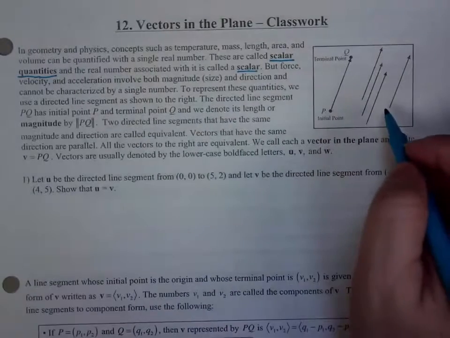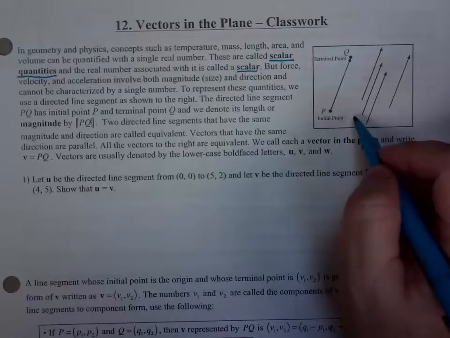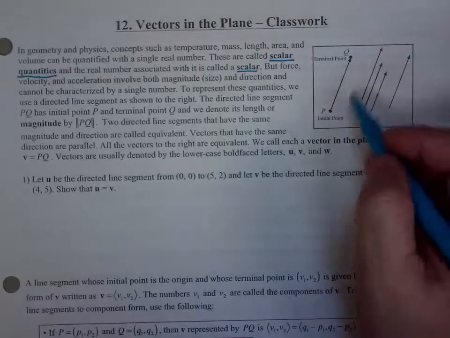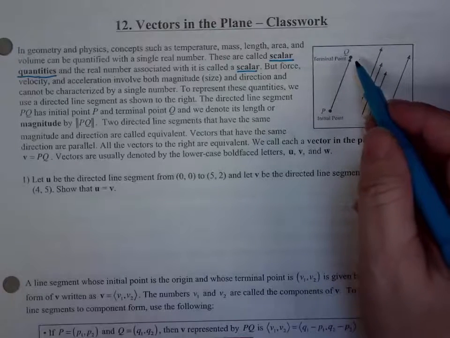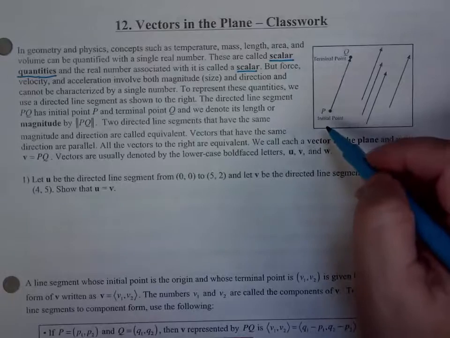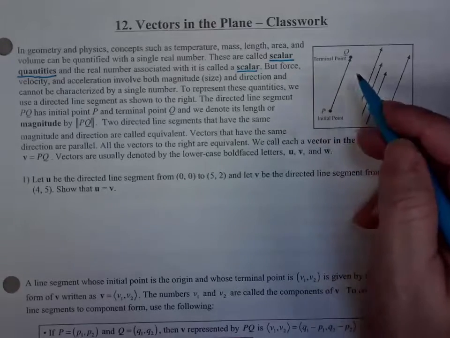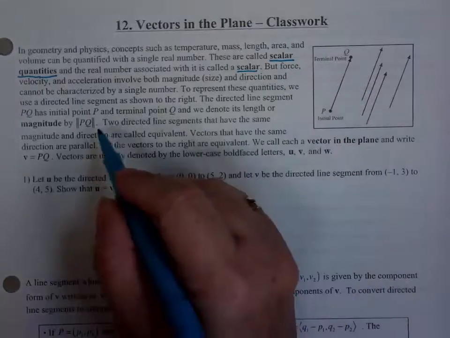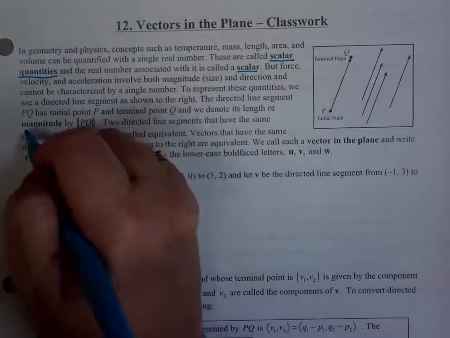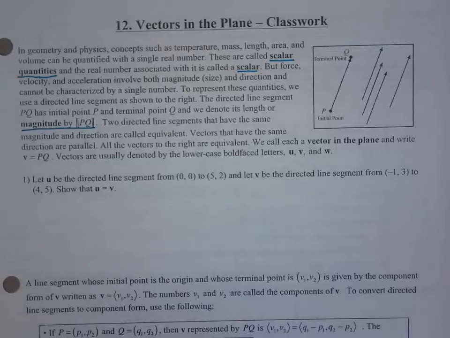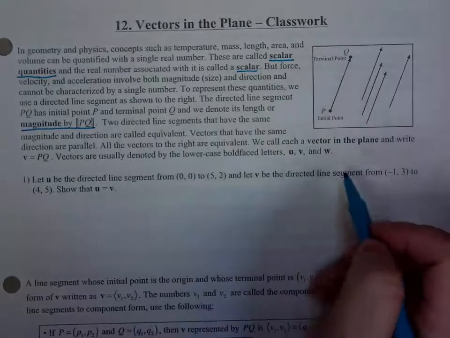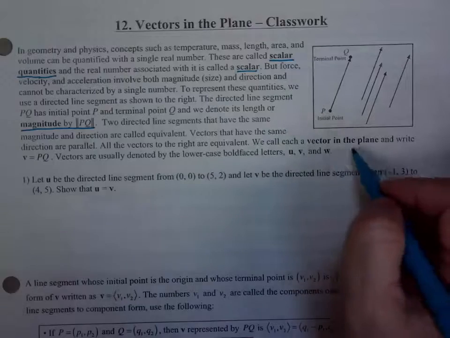So what we use that for is vectors. So we have two parts of a vector, the head and the tail. The initial point is the head, the terminal point is the tail. Remember, you always say where the dot is first, just like you do with a ray in geometry. Okay? So these things are denoted with magnitude, which is its length, by the double absolute values. Do you remember that? Double absolute value bars means magnitude, how long it is. Okay? And then we call each one of these a vector in the plane.